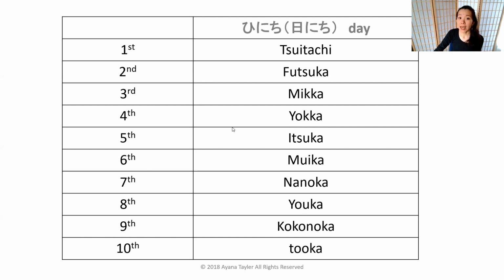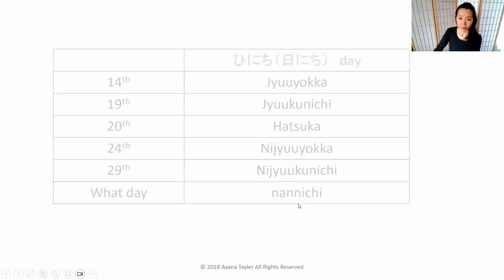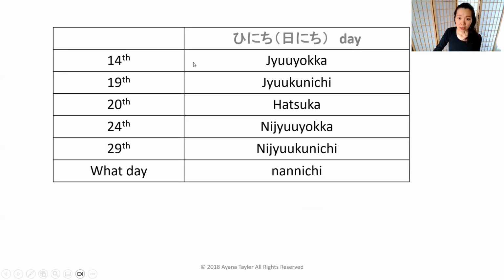4th is 4日. So small 4日. Then 8 is 8日. If we pronounce 8日. So that's different. Then the special one, 14日. 19日。20日、20 is 20日。24 is 24日。29日。何日. So that's how to say the date in Japanese.